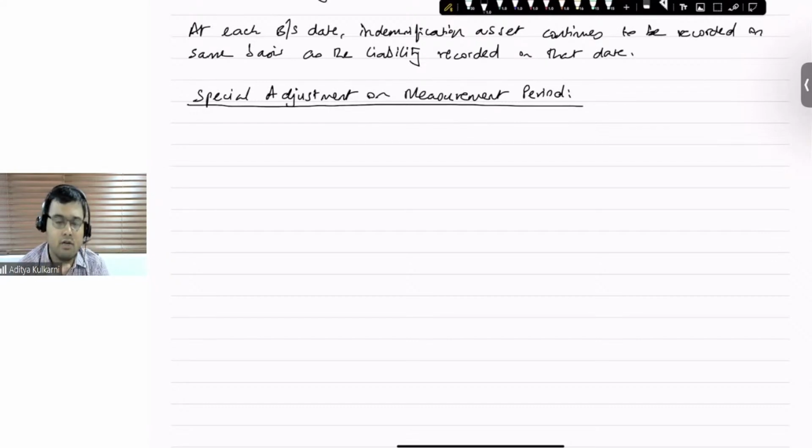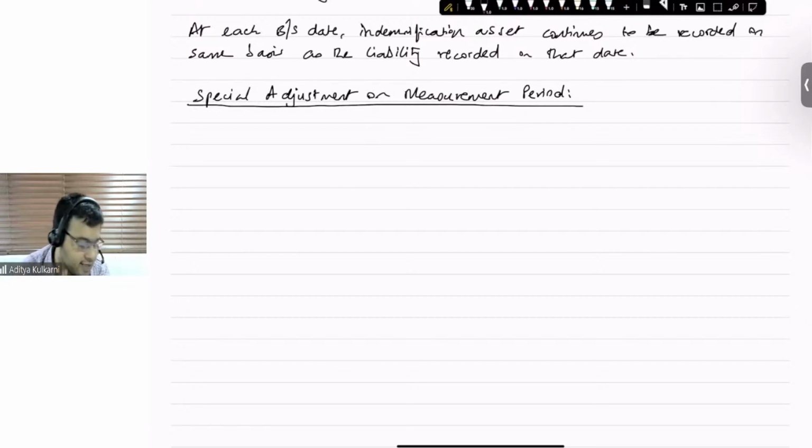Why can goodwill undergo a change? Ind AS 103 gives only one exception. Only one exception. What is that exception? Well, that exception is that if you get any additional information of the net assets of the subsidiary, and that information pertains to a condition that is existing on the balance sheet date.